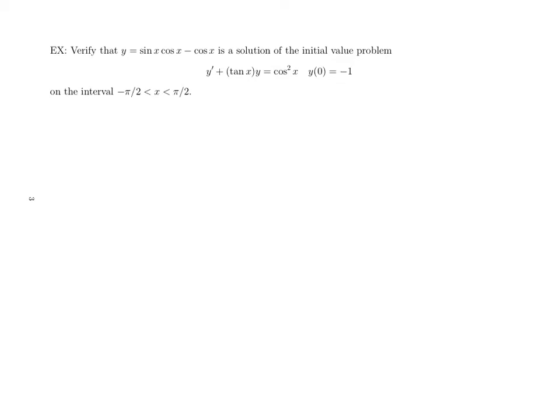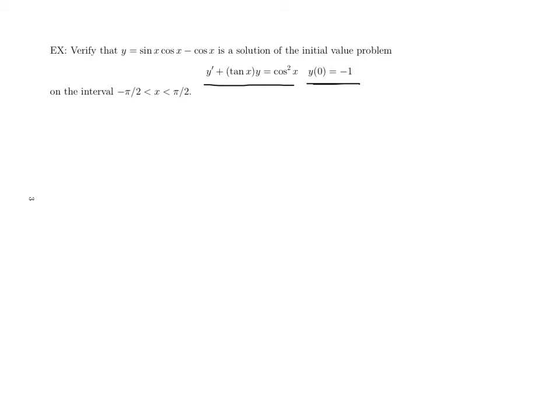So here's our one example of something we can do with differential equations. In this case, we're given y equals sine of x cosine of x minus cosine of x. And we're supposed to verify that that is in fact a solution to the initial value problem, which has a differential equation and an initial condition, on an interval negative pi over 2 to pi over 2, which I think is there as a domain restriction so that we don't run into issues with tangent of x, right? Because it's not defined outside or has some asymptotes at those points.